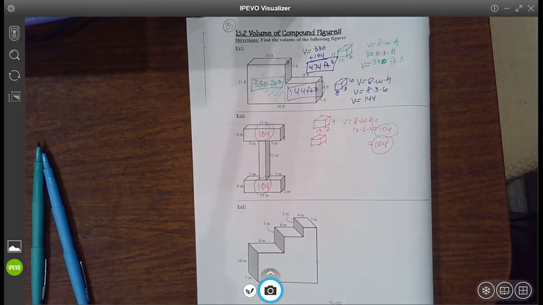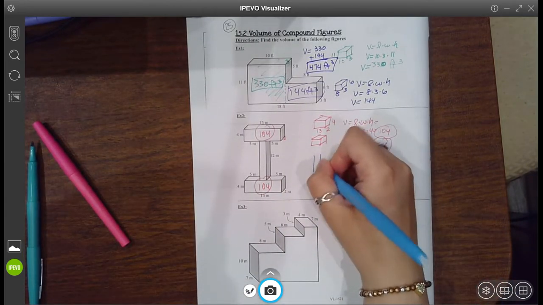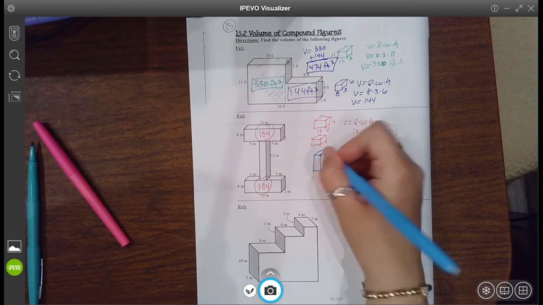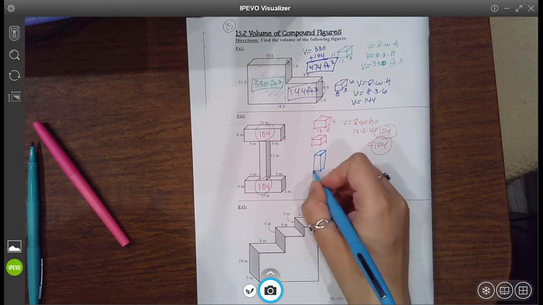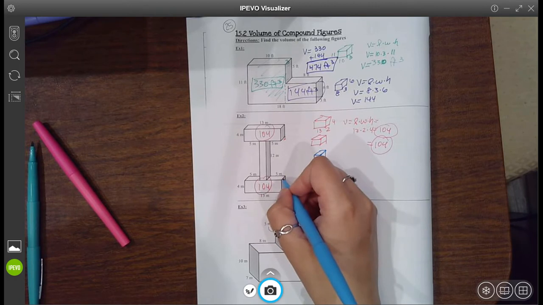Okay, now I need to find that middle guy. This middle one, okay, back, there we go, connect. Okay, the length right here of the bottom measurement is from here to here. Well, what's this whole measurement?